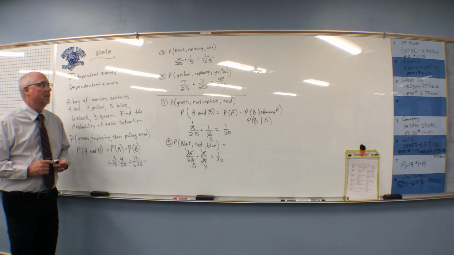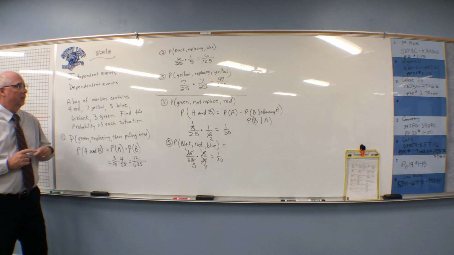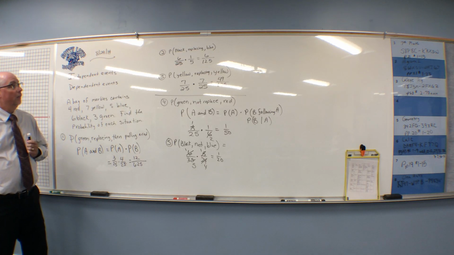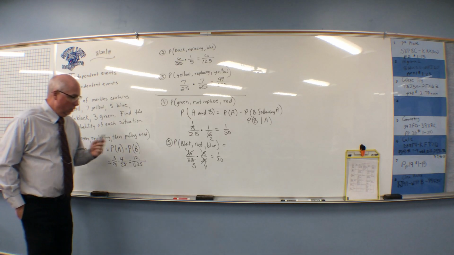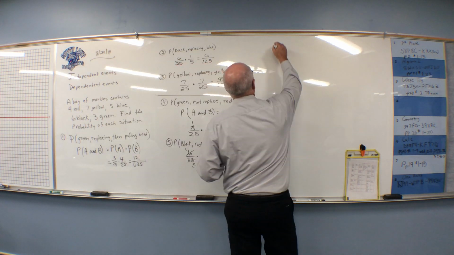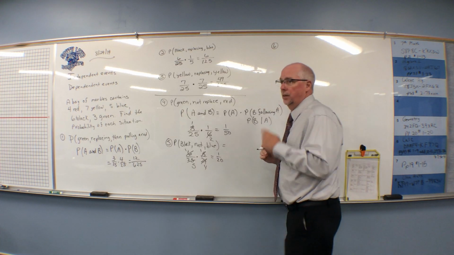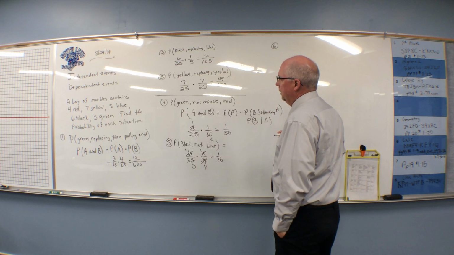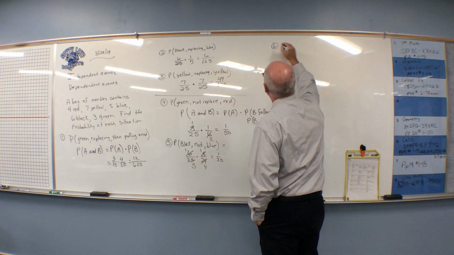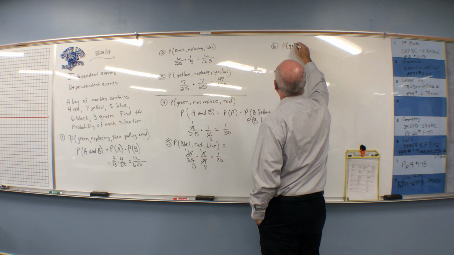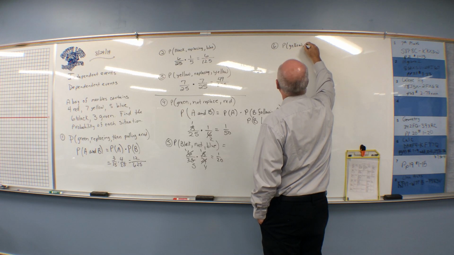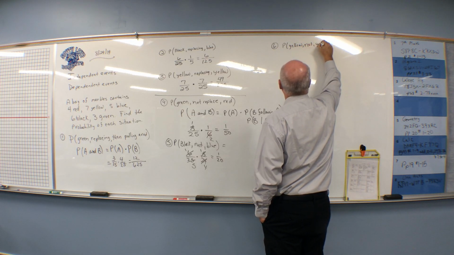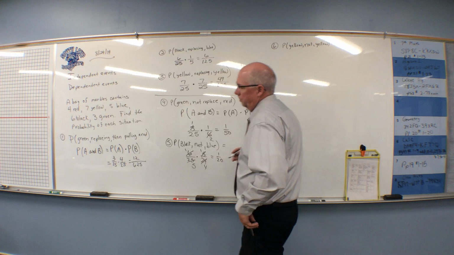What do you notice about the probabilities of the dependent compared to the probabilities of the independent? The independent are a lot larger. The independent are a lot larger? Yeah. Okay. In terms of numbers, yes. You also normally can't cross cancel. Let's do number 3 then. What is the probability of a yellow, not replacing it, and then another yellow? Be careful.